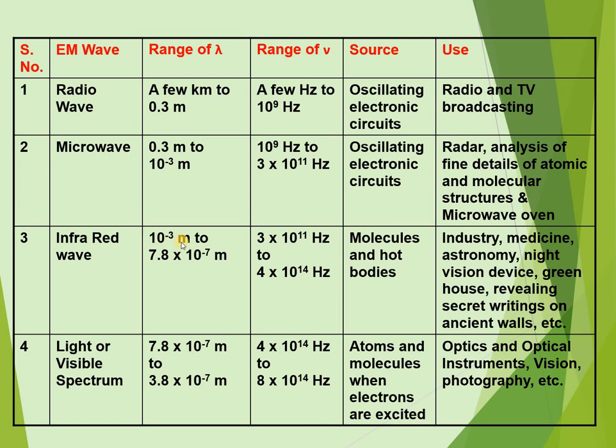That range from 10 to the power minus 3 meter to 10 to the power minus 7 meter. And the frequency range, quickly I'll tell you, 10 to the power 11 hertz to 10 to the power 14 hertz. These infrared radiations are produced from the molecules and the hot bodies. They are used in industry, in medicines, astronomy, and night vision devices.